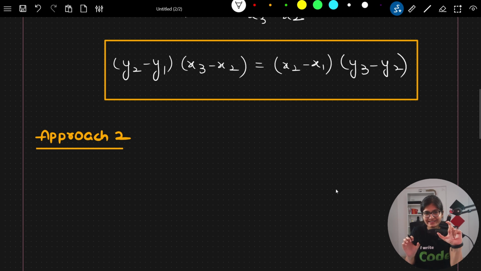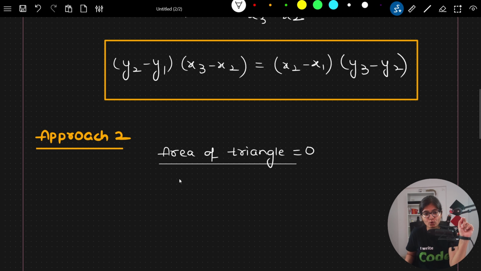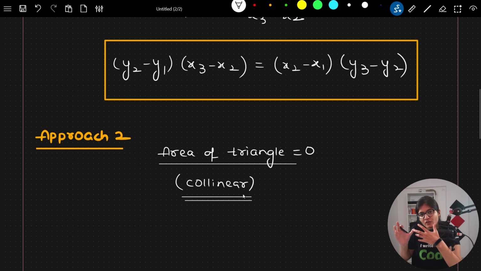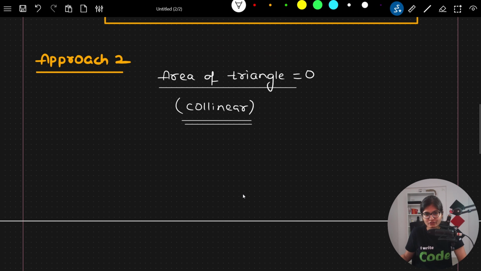Now, if the points are collinear, at that point of time, can I say that the area of a triangle is equal to 0, if and only if the points are collinear? And if your area has some specific value, it indicates that the points are not collinear. What is the area of a triangle, by the way?